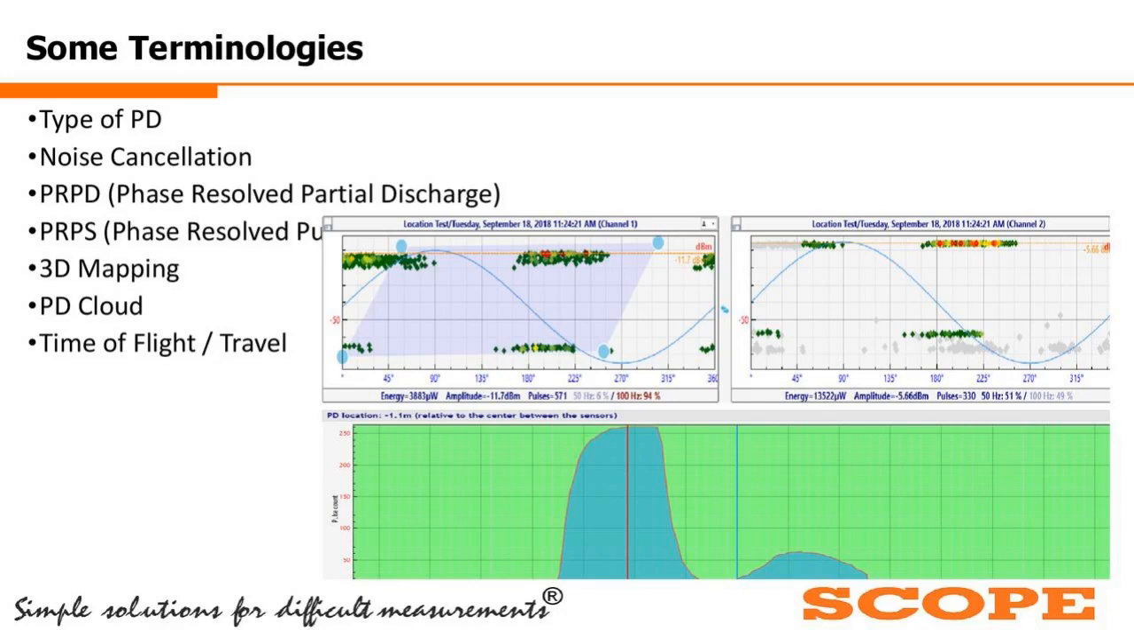On the basis of that, we multiply VOP into T, and we identify the distance of that particular source from the two sensors. That particular principle of analysis is called time of flight, or time of arrival at the sensors from the PD source.